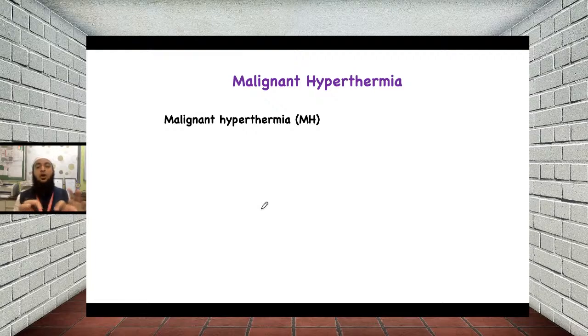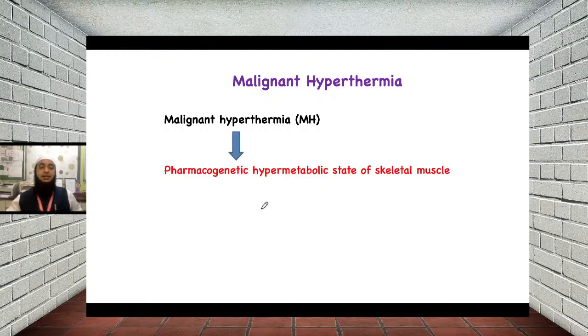So we'll see a short definition of malignant hyperthermia, because when you are studying general anesthesia, it is quite common with most general anesthetics that a few patients show malignant hyperthermia, which is unusual and not good while doing surgery. Malignant hyperthermia is basically a pharmacogenetic hypermetabolic state of the skeletal muscle.